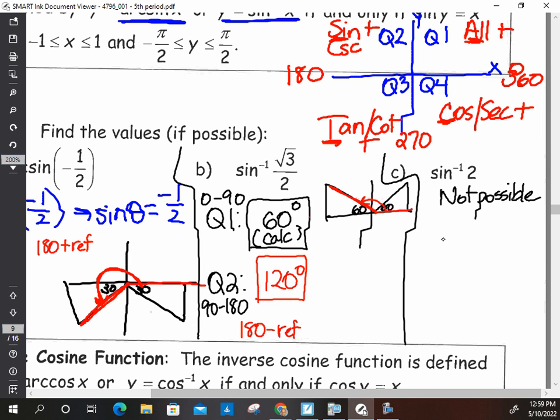Any questions? Example 1 before we take a quick 1-minute break. All right, so we'll do a quick 1 minute.